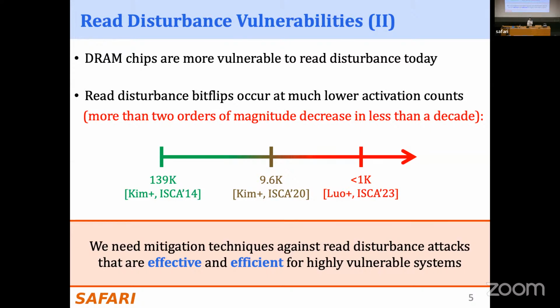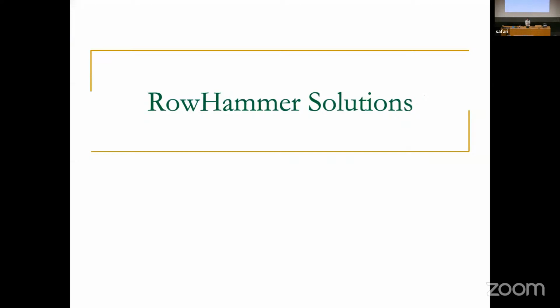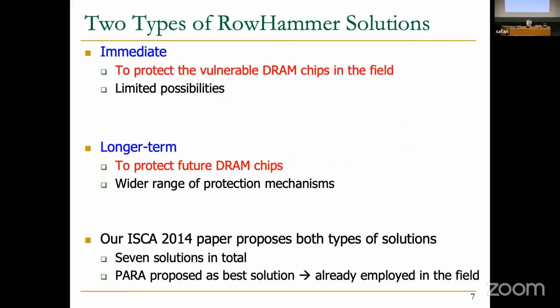highly vulnerable DRAM-based systems. So again, we will talk about some solutions today, and let's recap the 2 types of mitigations that we can have. The first one is the immediate solutions that aim to protect the vulnerable DRAM chips that are already being used in the field. We have limited possibilities for mitigations here because these chips are already manufactured and out there, so these solutions are mostly patches aiming to cover those.